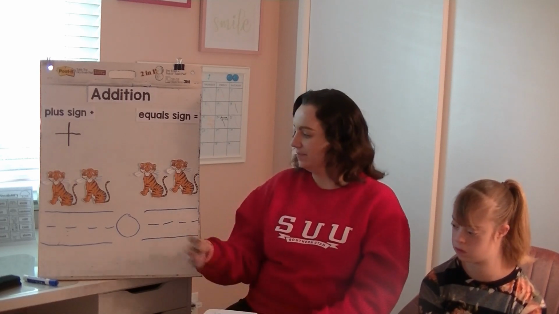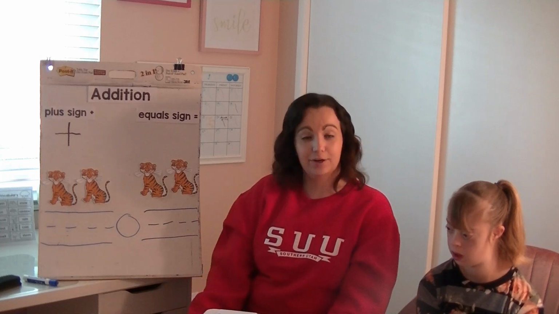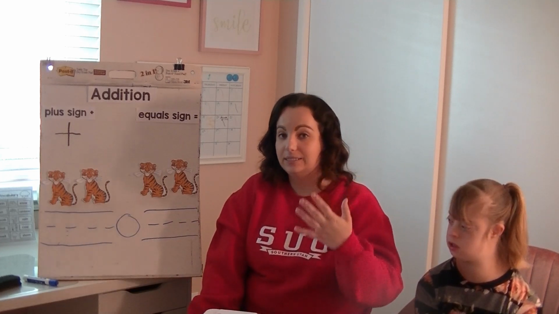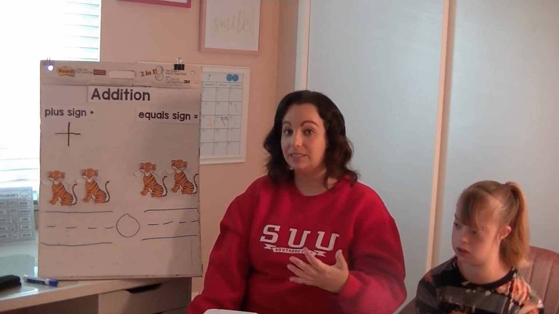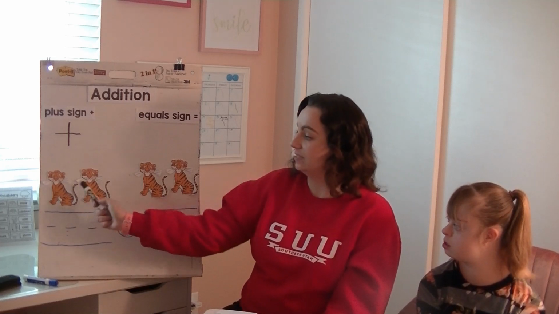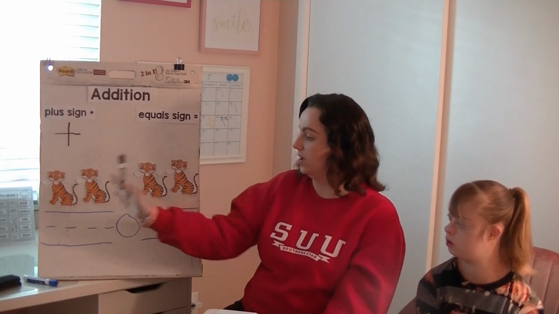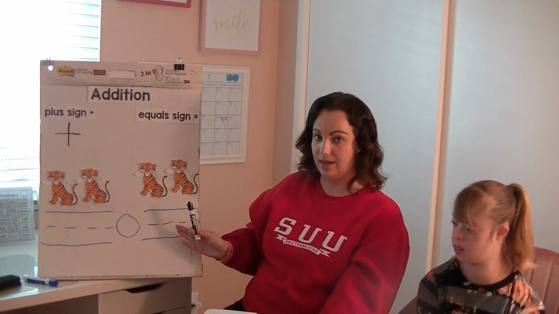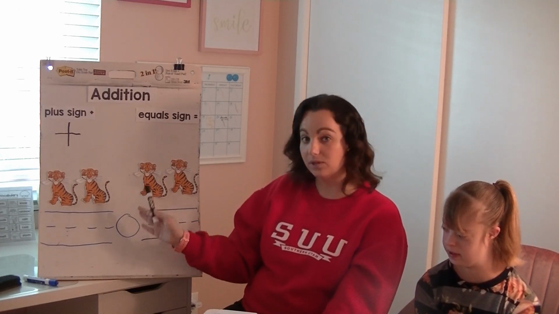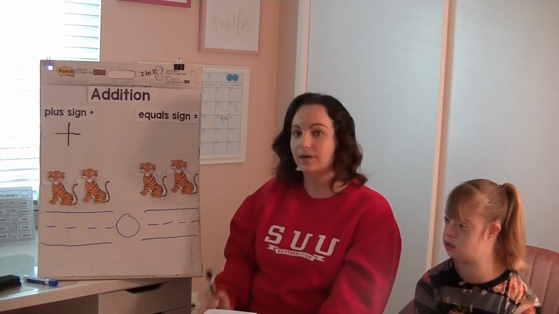So let's go ahead and look up here. Just like you're going to see on your lessons at home, those paper lessons you're getting, you're going to have to count how many are in each group and write how many. And then also write the plus sign to show that there's more coming.